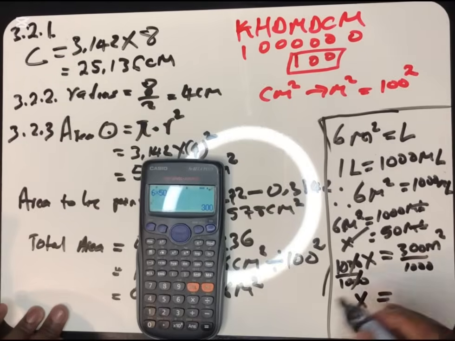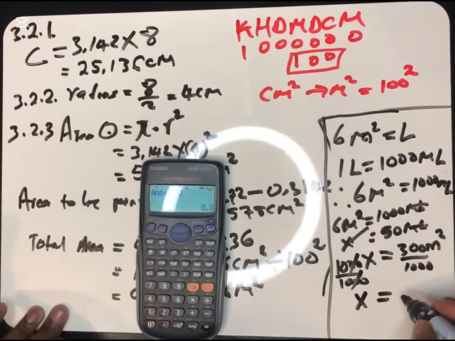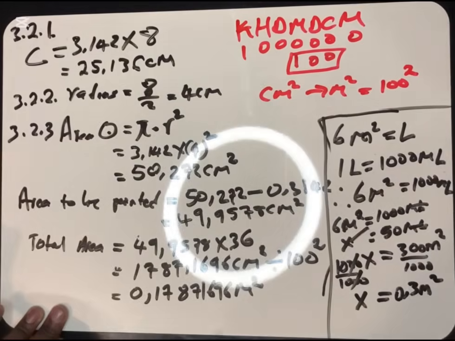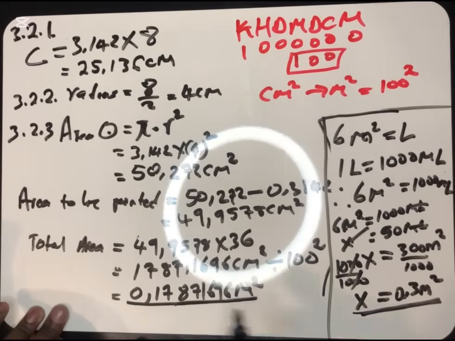Then x is now going to be 300 divided by 1,000. We found that is 0,3 meters squared. So this 50 milliliter is going to cover 0,3 meters squared. And the total area to be painted is 0,17 meters squared. You can see this, the paint is going to be able to cover this area because the area to be painted is less than the paint in meters squared.